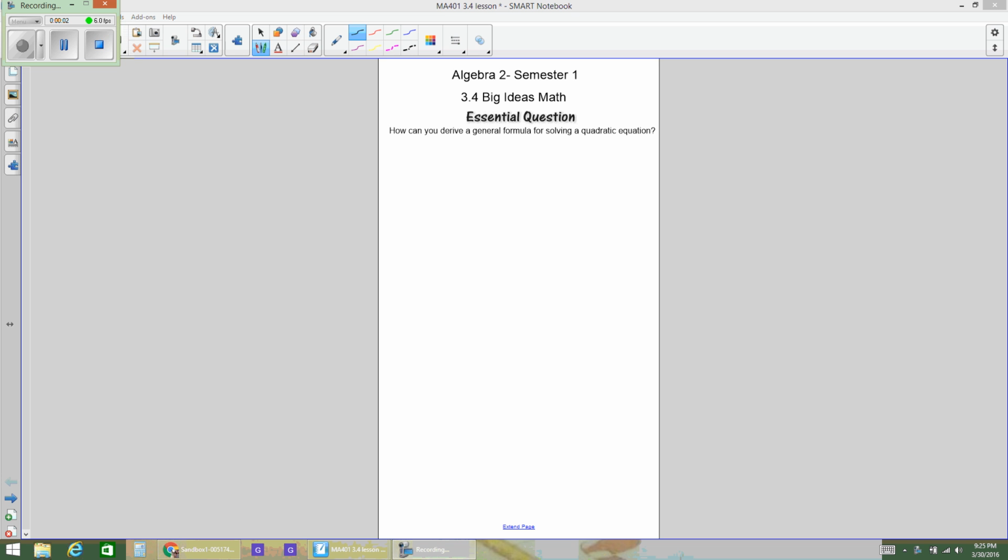Welcome to Algebra 2. This is first semester, Chapter 3, Section 4 of the Big Ideas Math textbook. This is Mrs. Riley, and we are going to do the quadratic formula today.